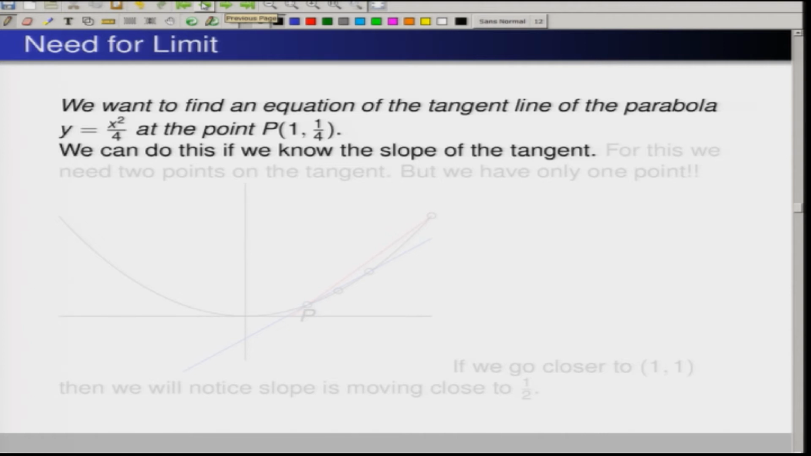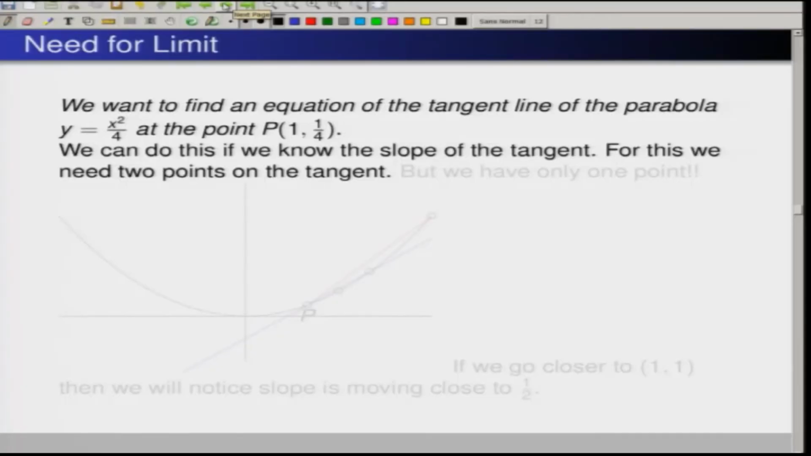Now, we are interested in finding the tangent at the point 1, and this is going to correspond to 1 by 4. So, how can we find the tangent? Now, tangent is a straight line. So, from coordinate geometry we know that we can write down the equation of the tangent if we know the slope. Now, in order to know the slope, if we know 2 points on the tangent, then we can calculate the slope of the tangent.